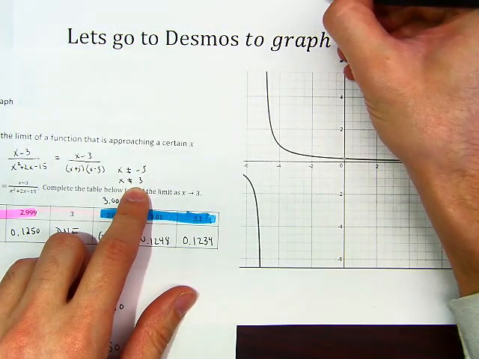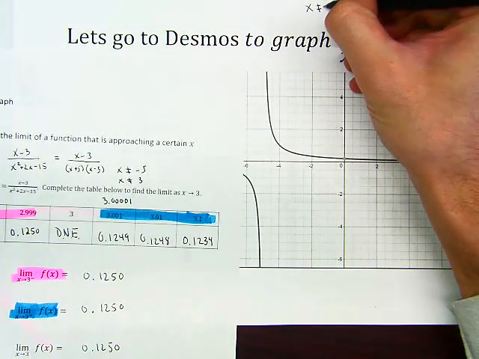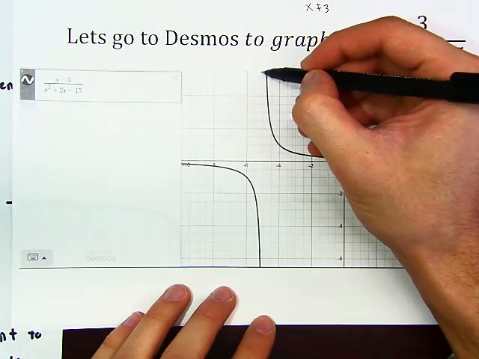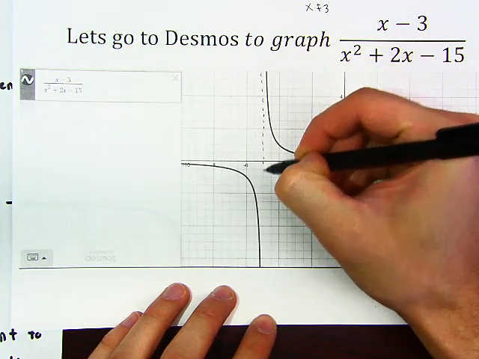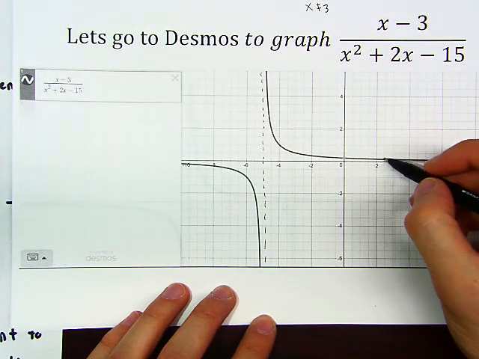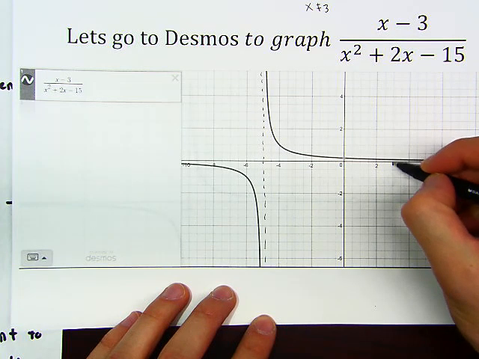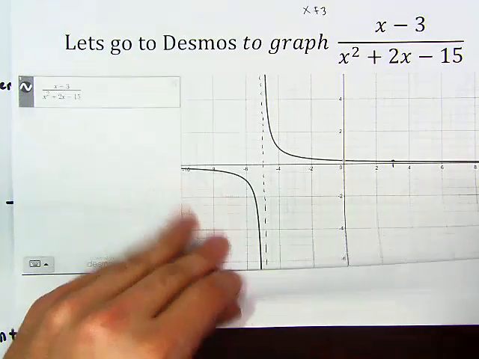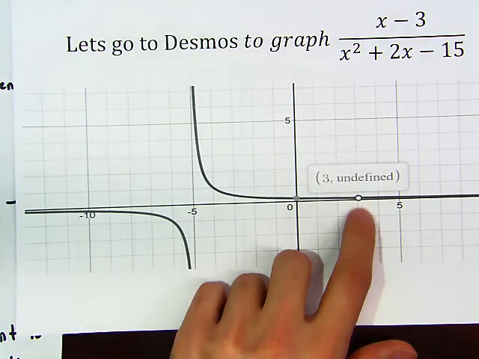So x cannot be minus 5 and x cannot be 3. Notice that because at this minus 5, this kind of asymptote exists. So x cannot be minus 5. But here at x equals 3, which is over here, notice that it looks like there's a hole and it's filled. But in reality, at 3, it's undefined.